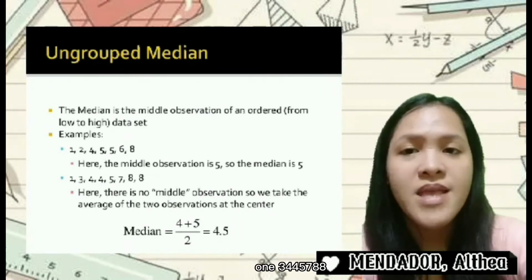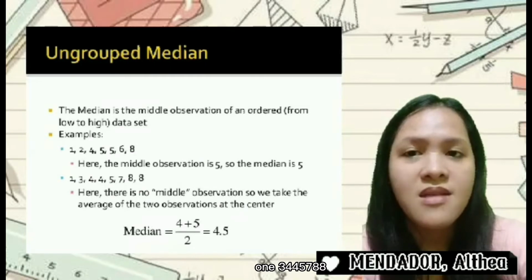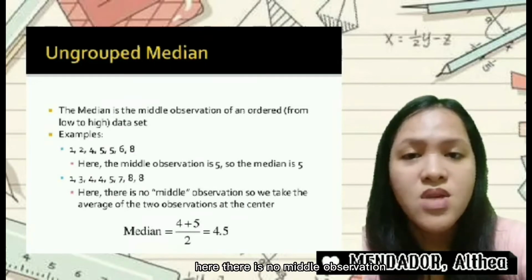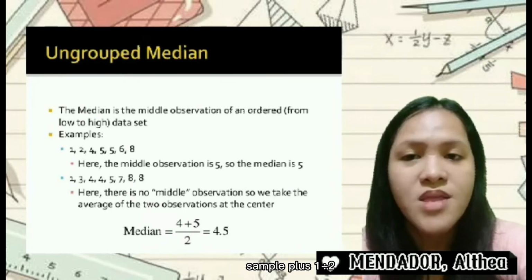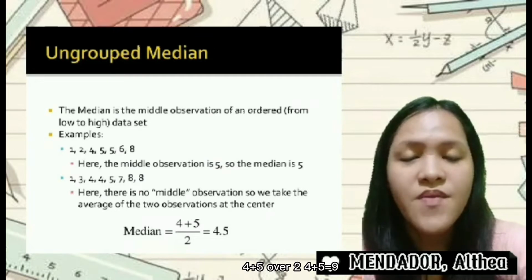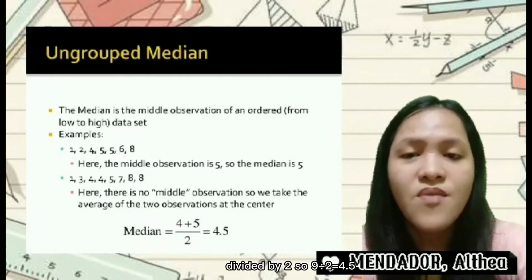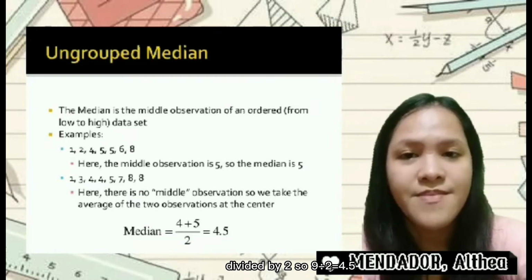Another example: 1, 3, 4, 4, 5, 7, 8, 8. Here there is no middle observation, so we take the average of the two observations at the center, which are 4 and 5. So median is equal to the number of samples plus 1 divided by 2. 4 plus 5 over 2. 4 plus 5 is equal to 9 divided by 2. So 9 divided by 2 is equal to 4.5.